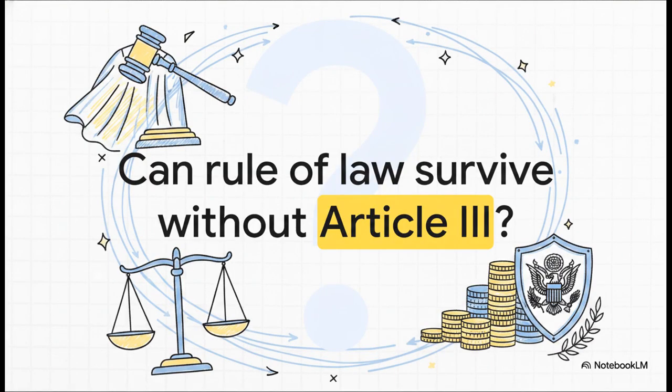Now, I want to leave you with this final, really vital question to chew on. If Article 3 didn't protect judicial salaries and terms, if judges could just be fired or financially ruined for making unpopular but legally correct decisions, could the rule of law actually survive? The brilliant design of the federal judiciary strongly suggests the framers knew the answer was a resounding no. The independence of the courts isn't just some nice perk for the judges, it's an absolute necessity for justice.